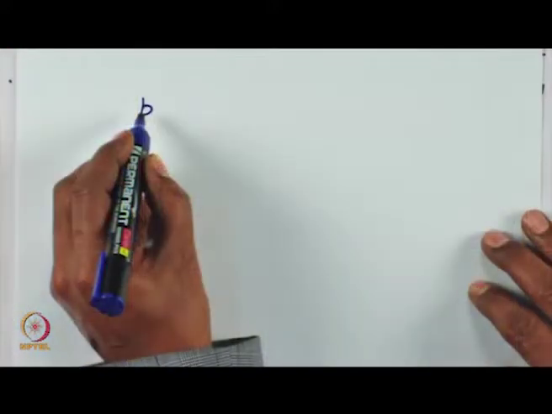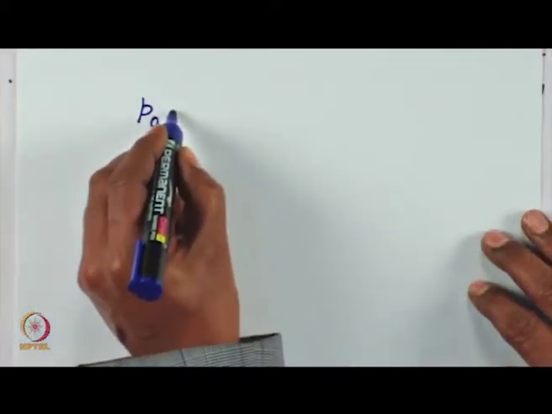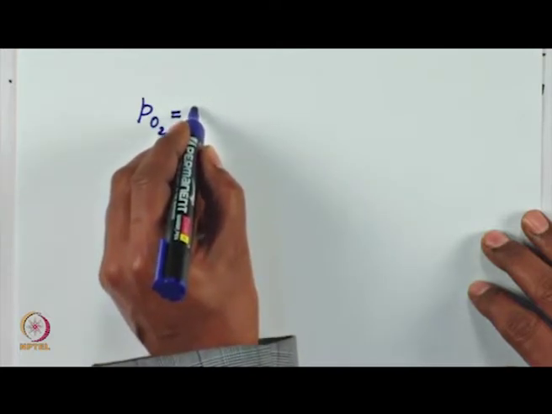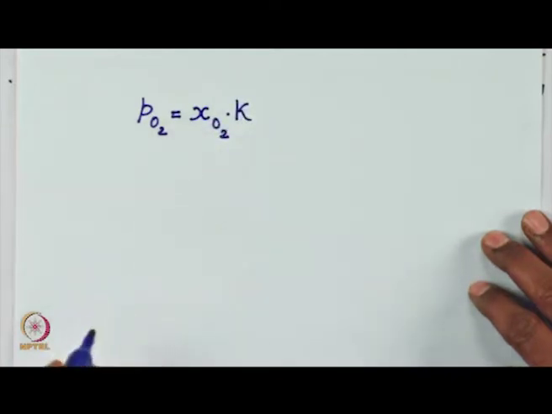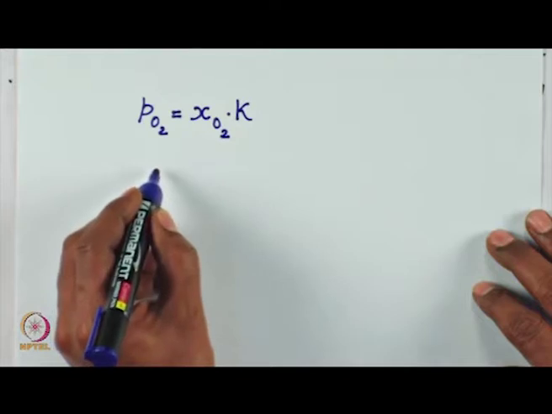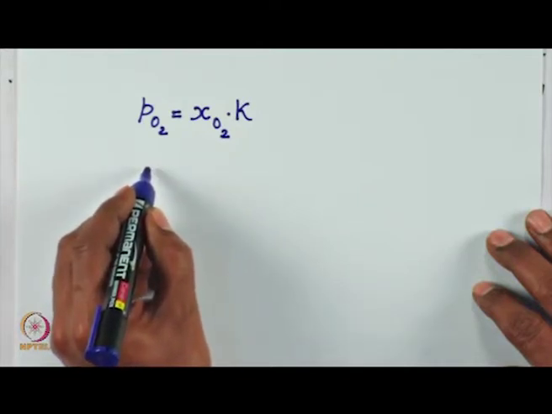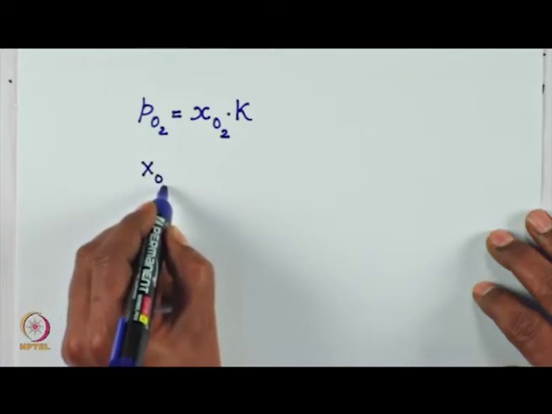and we know that the concentration of oxygen in water is very low, and therefore, we can conveniently use Henry's law. According to Henry's law, the vapor pressure or partial pressure of oxygen will be equal to the mole fraction of oxygen into Henry's law constant. Therefore, how do we calculate this mole fraction of oxygen?